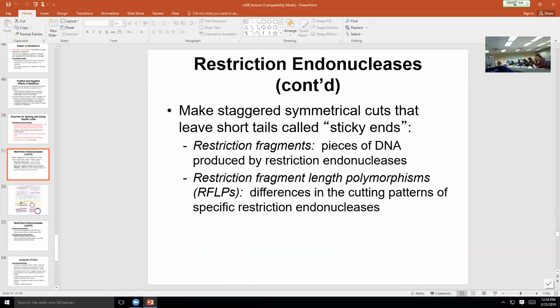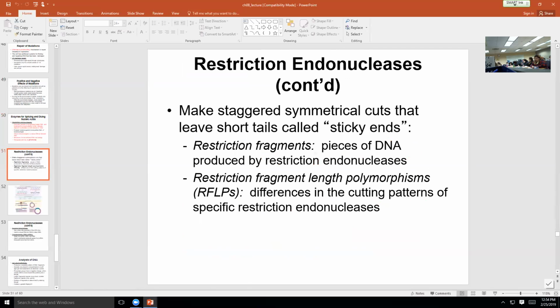All right. Let me see what else I wanted you to get from this. This is something else I actually wanted you to know about. These are called restriction fragment length polymorphisms. Oh my goodness. This is why they call them RFLPs.